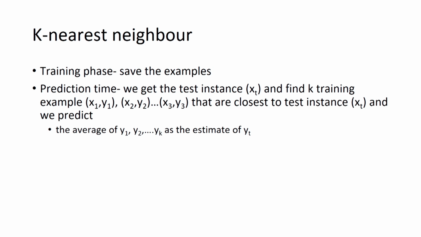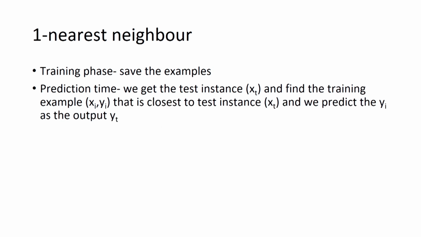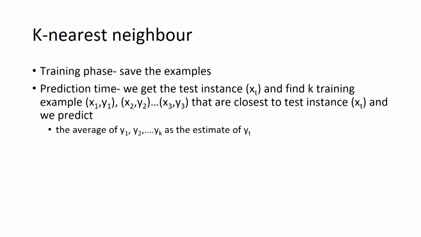Now, what is the limitation of one nearest neighbor? The limitation is that suppose the nearest neighbor of this test instance is an outlier. In that case your prediction will be wrong. So, it is always better if we find k nearest neighbors, and then take the average of the response variable values of all those k instances, and predict that as the response variable of the test instance, and that is why there is k nearest neighbor.